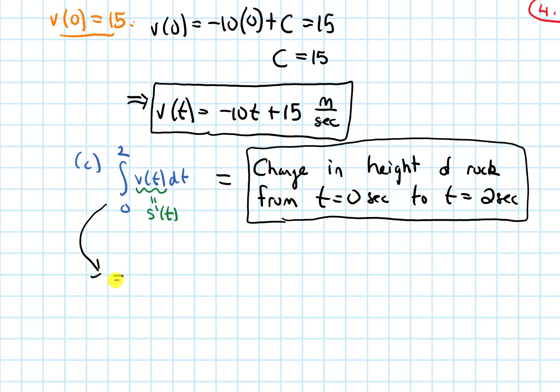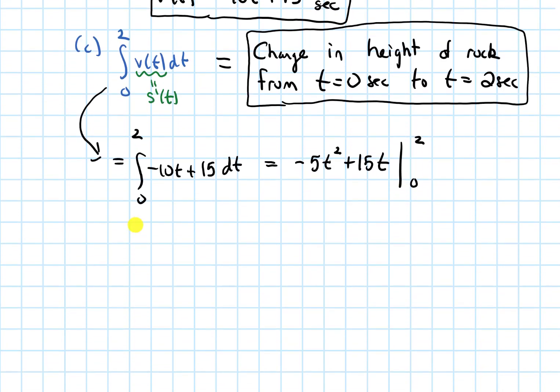So if I calculate it, we get the integral from 0 to 2. My velocity we got in part B. This is -10t plus 15 dt. If I do the antiderivative, we'll get -5t squared plus 15t. Then I have to plug in the 0 and the 2. So plugging 2 in, we'll get -5 times 2 squared plus 15 times 2. And then minus what we get when we plug in 0, which is -5 times 0 squared plus 15 times 0.